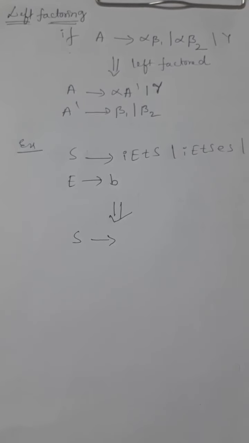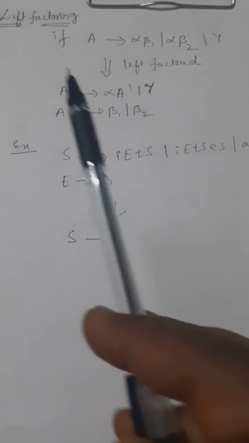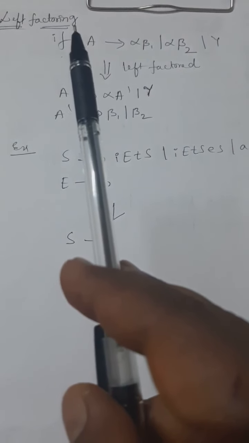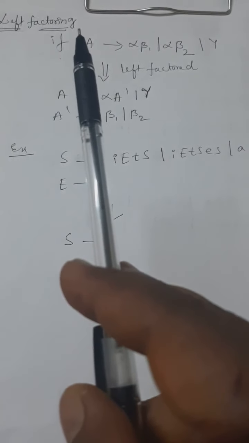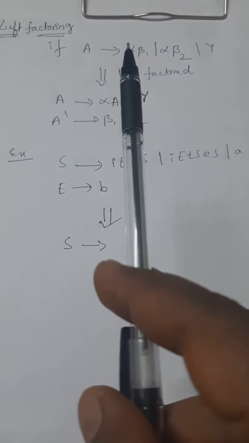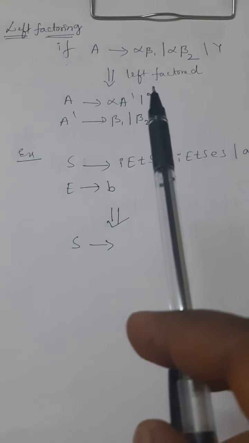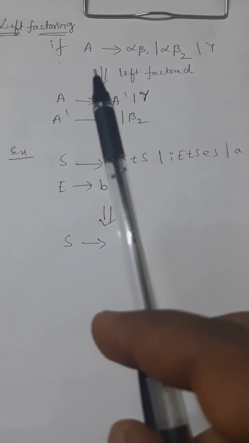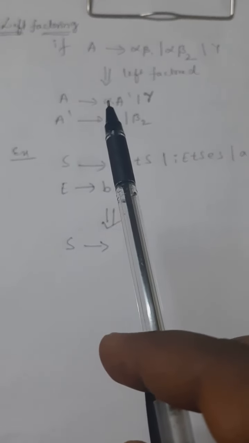Let's discuss another type of ambiguity present in the grammar, called left factoring. Once we remove the left factoring and the left recursion from the grammar, it will be suited for top down parsing. Now let's see how to remove left factoring from the grammar.